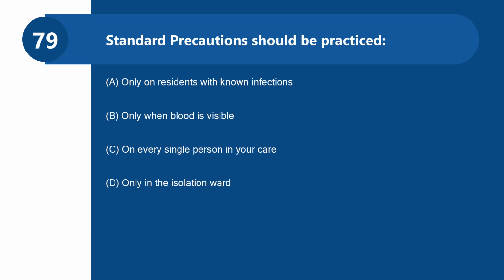Question 79. Standard precautions should be practiced, option A, only on residents with known infections. Option B, only when blood is visible. Option C, on every single person in your care. Option D, only in the isolation ward. The correct answer is option C, on every single person in your care.